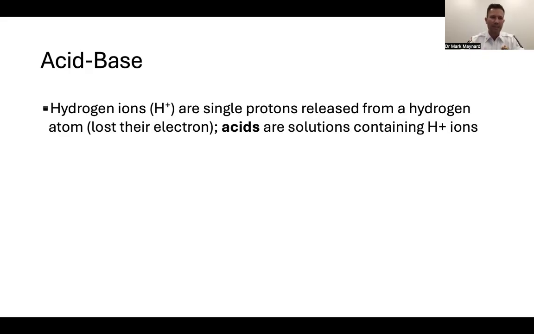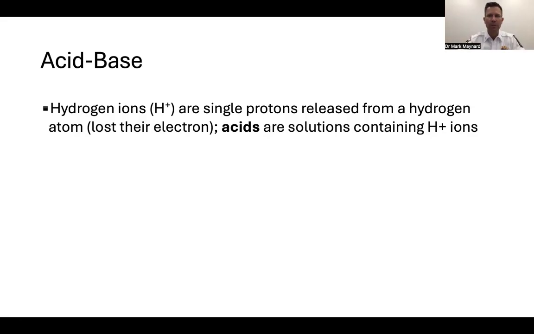So what are acids and what are bases? Well, hydrogen ions, or H plus, are basically a single proton. If you remember from chemistry class, a hydrogen is a very simple atom. It is just a proton in the middle and an electron. Electrons are negatively charged, so if you lose an electron, you're left with a proton, which of course is positively charged because the positive and negative charges attract.